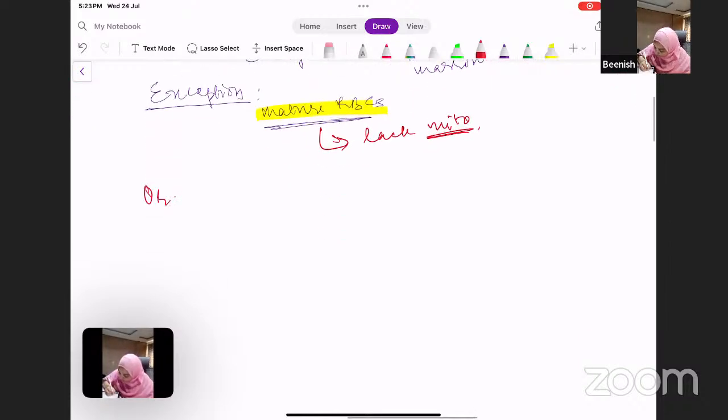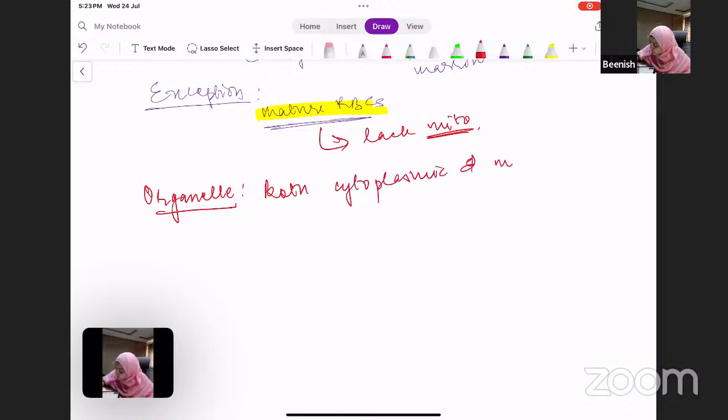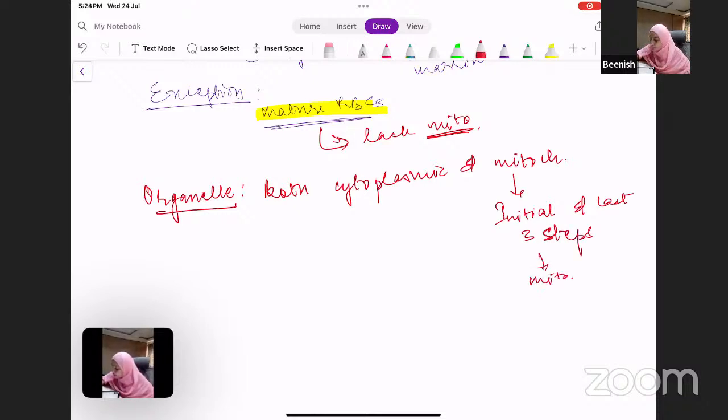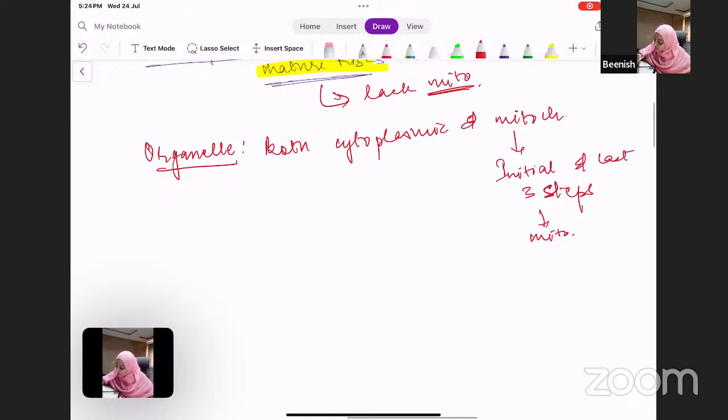So talking about the organelle, it is both a cytoplasmic and a mitochondrial cycle, because the initial and last three steps are taking place in mitochondria. Okay, so that was about the site and the organelle of heme synthesis.